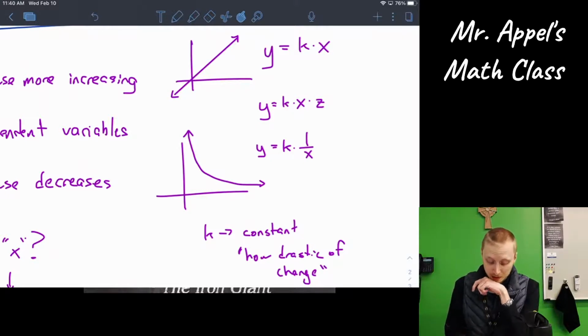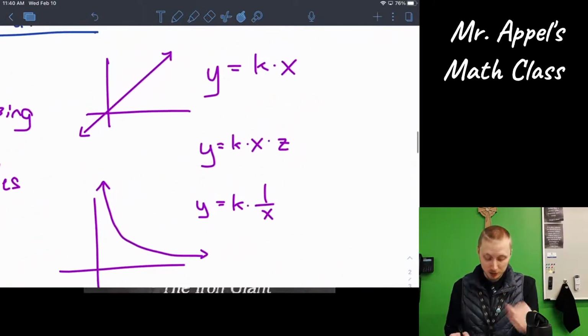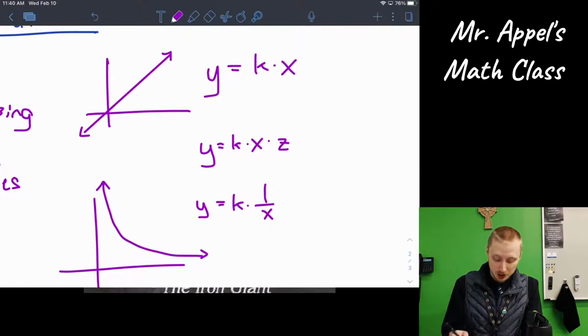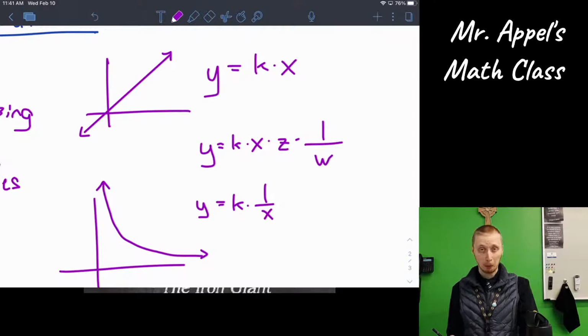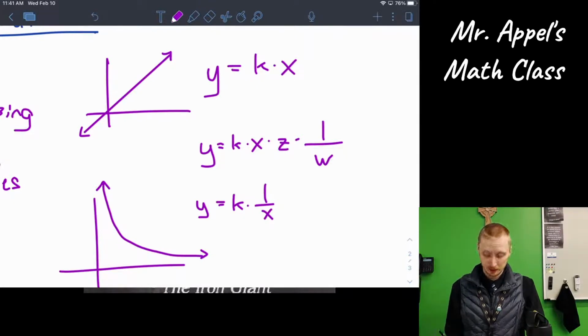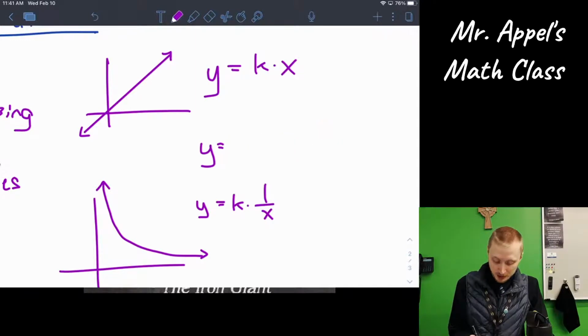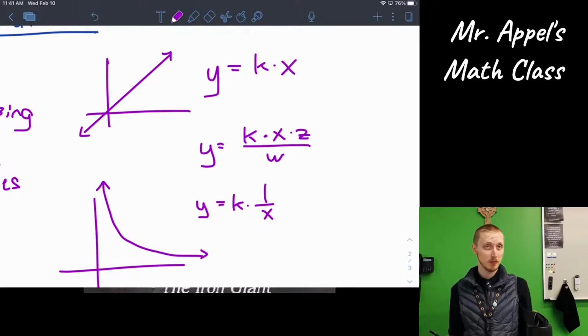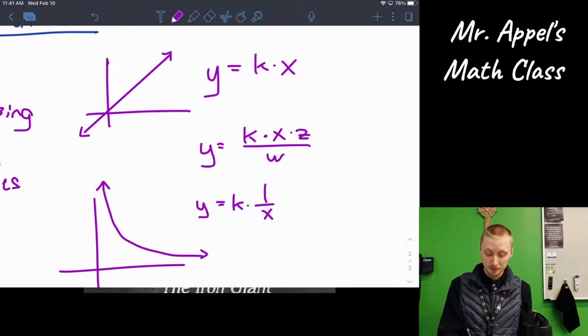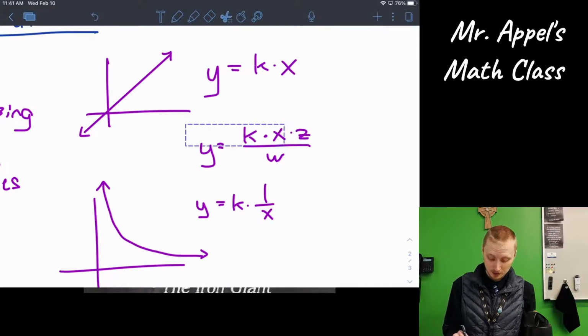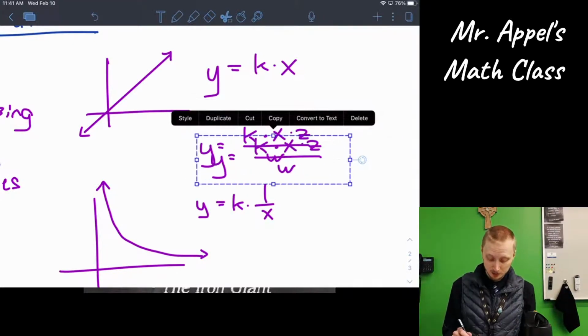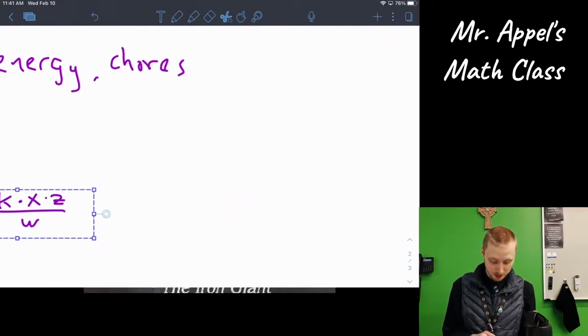And the other thing we can do here, our joint variation is not limited to just multiple direct variations. We could also go 1 over w. And so really we would write that all as one ginormous thing, constant times variable x times the variable z, all divided by the variable w. Okay? In fact, I'm going to steal that as another example here.